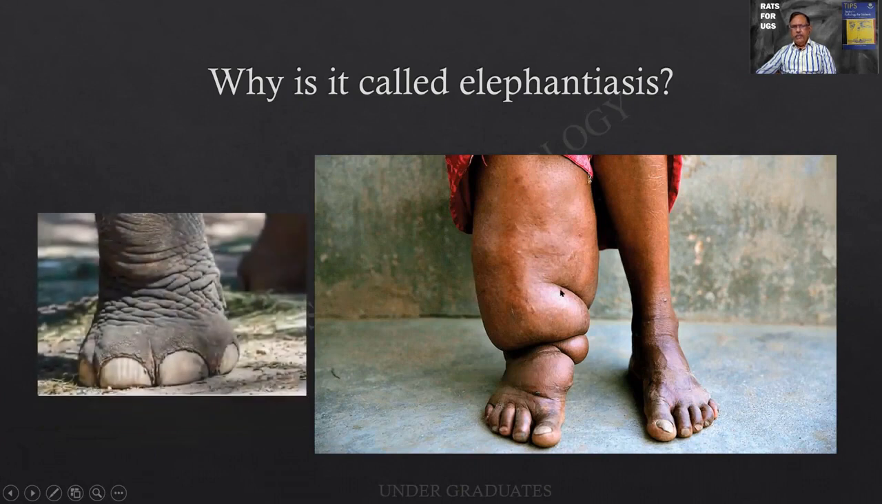I hope you people can compare both. It resembles an elephant's leg, and hence the term elephantiasis.